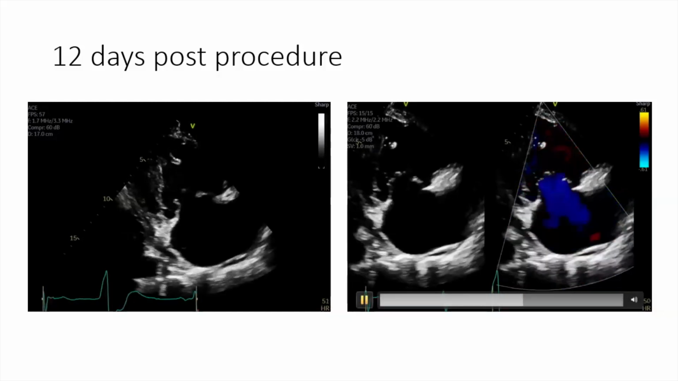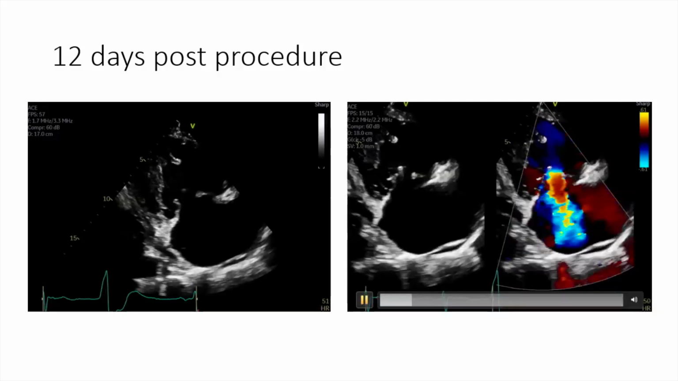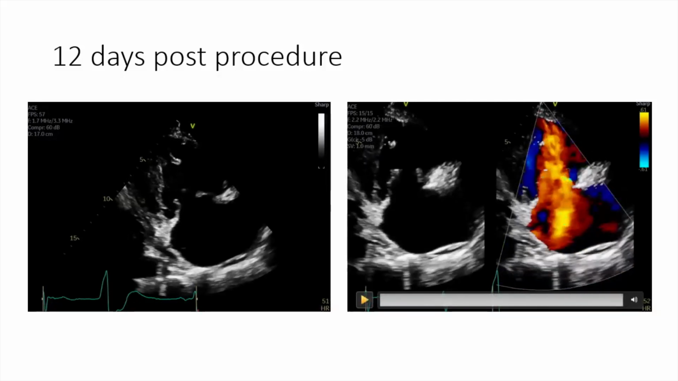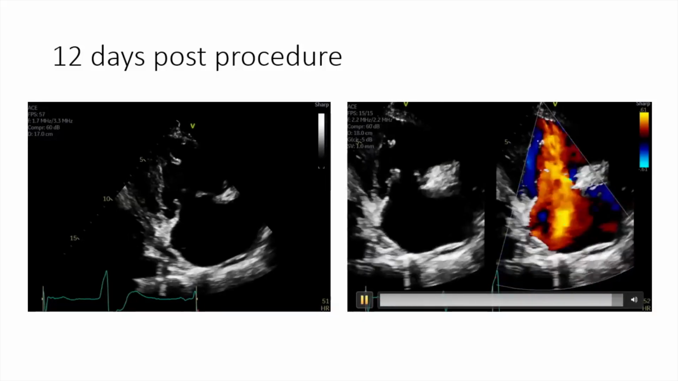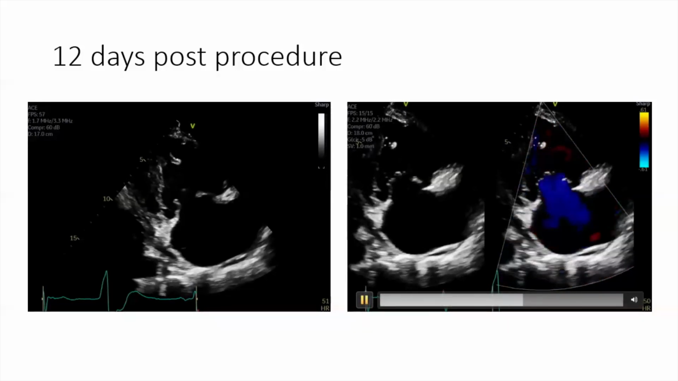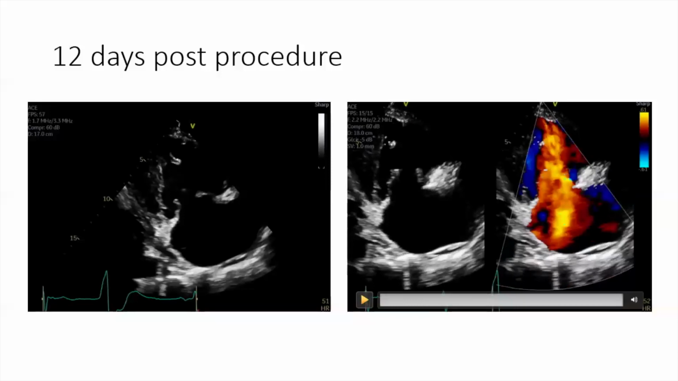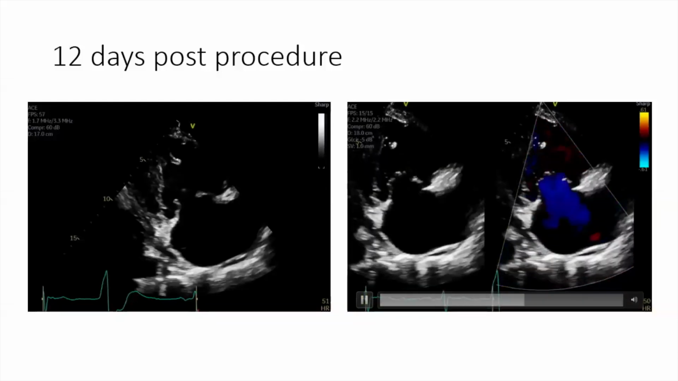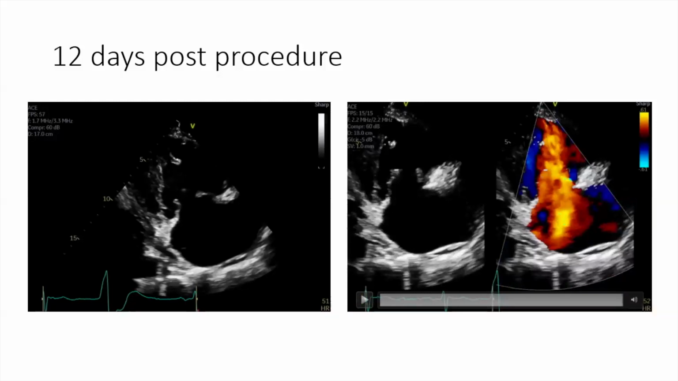And then we put color on there, and there's certainly a lot more color. There's clearly a coaptation gap now between the two leaflets, and there's what looks like severe tricuspid regurgitation again. Here on this plane, you can see more that the clip is probably attached to the septal leaflet.